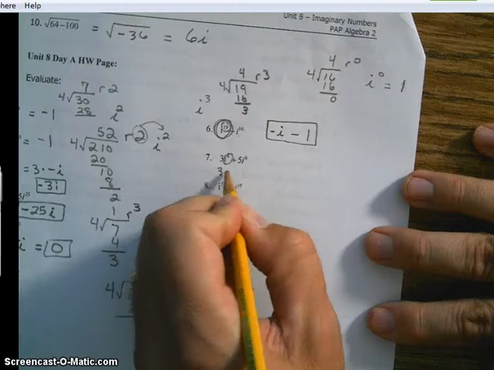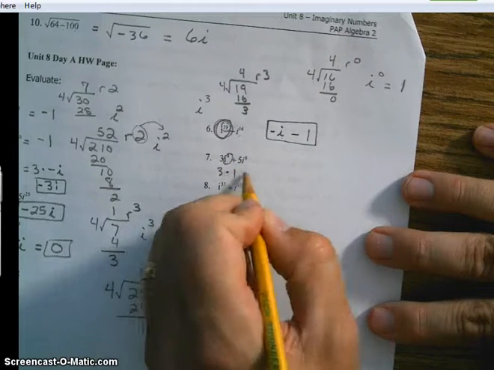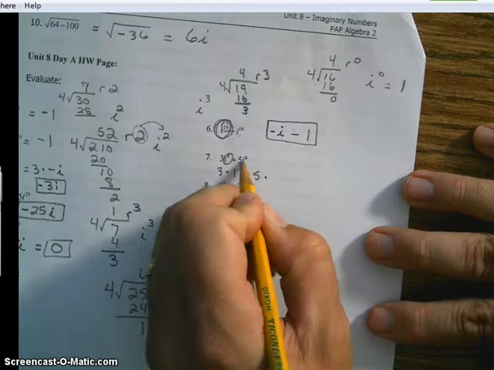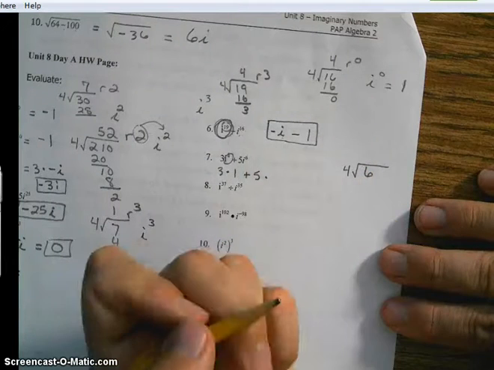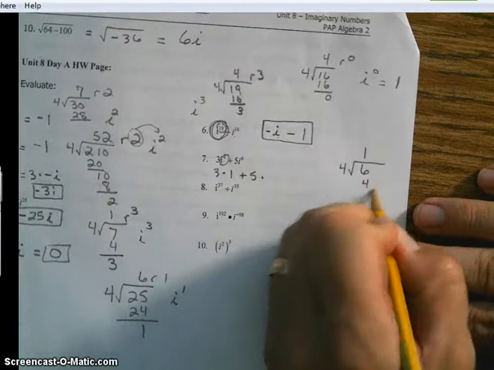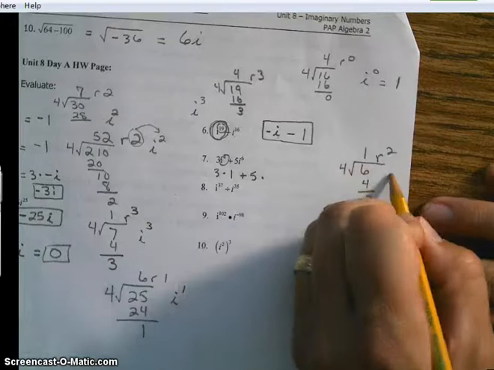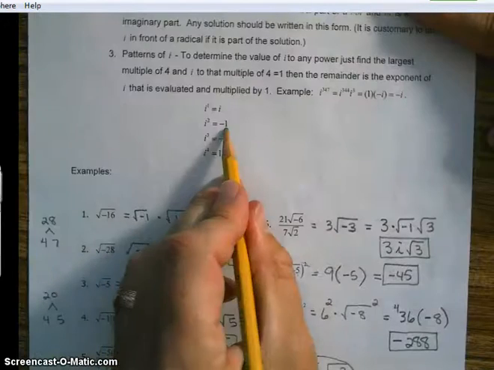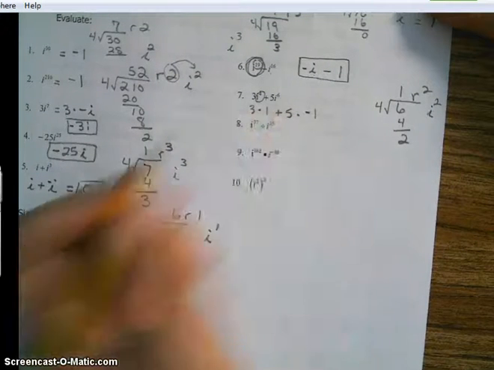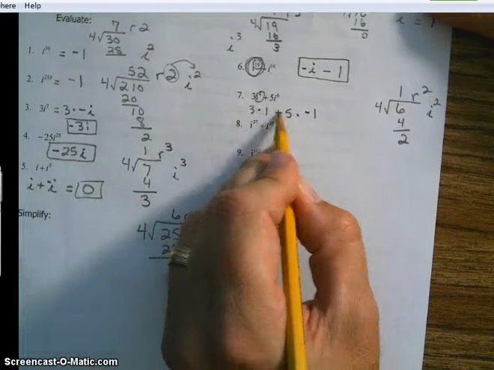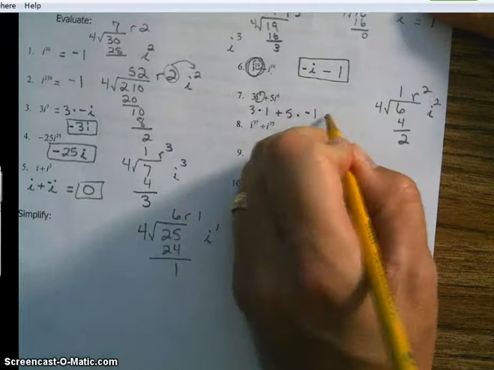So 3 times 1 plus 5 times, and i to the 6th, remember we have to divide to find out really which one we're using. So we're using i squared. And i squared is negative 1. So we have 3 plus negative 5, which is negative 2.